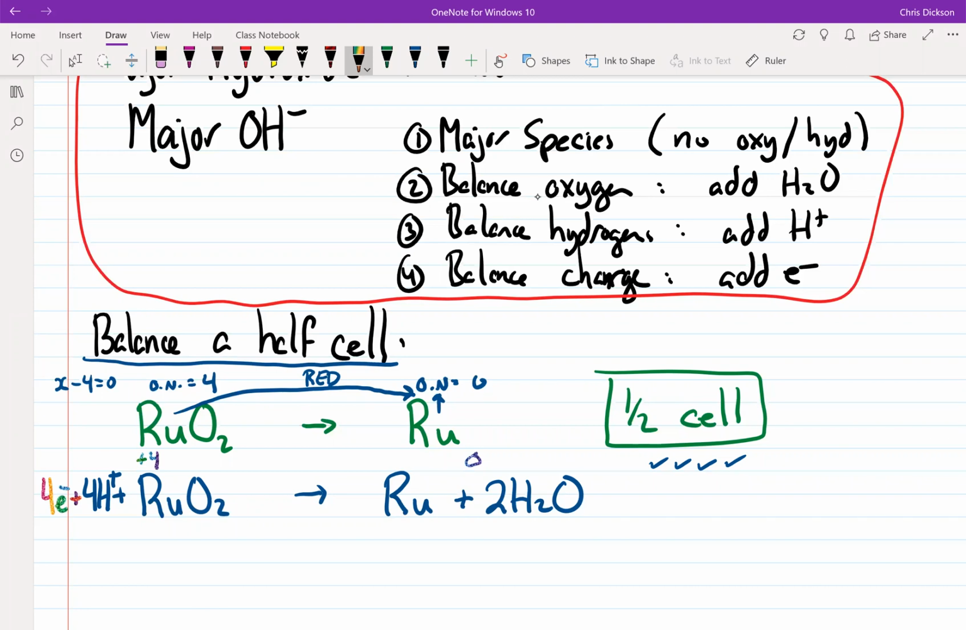And that now makes both sides have a net charge of 0. Now, if you count all the chemicals in that reaction, they're all balanced now. The Ru's are balanced, the O's are balanced, the H's are balanced, and the charge is balanced. For you to just guess on your own that that's what the reaction is, I think that's pretty hard to do. So I think learning the major hydroxide method is quite handy. So let's try another one.